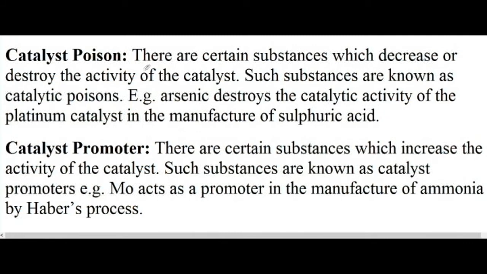Then there are some points we call catalyst poisons and catalytic promoters. There are certain substances which decrease or destroy the activity of a catalyst. Such substances are known as catalyst poisons. So they can decrease the activity, for example arsenic. I will explain another catalytic poison on the next slide. And catalytic promoters are certain substances which increase the activity of a catalyst. There are some examples given, and I will give another two examples.